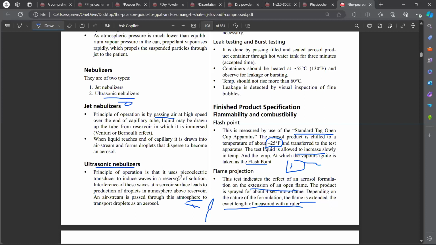And what is the composition of the Karl Fischer reagent? Guys, could you recall the composition of the Karl Fischer reagent? This question has been asked in NIPER 2021. What is the composition of the Karl Fischer reagent? Can anyone tell me the composition of the Karl Fischer reagent? Guys, come on, recall it.